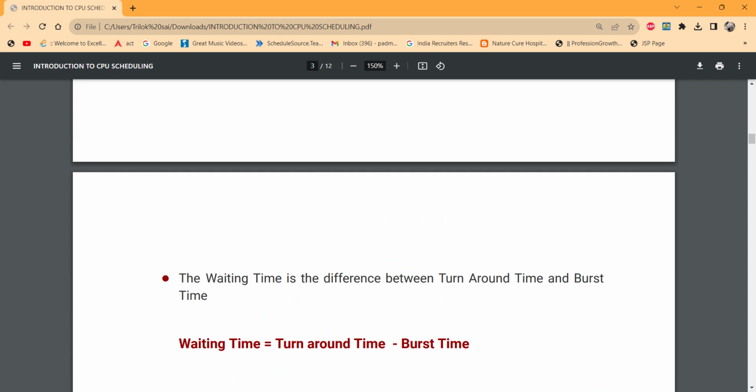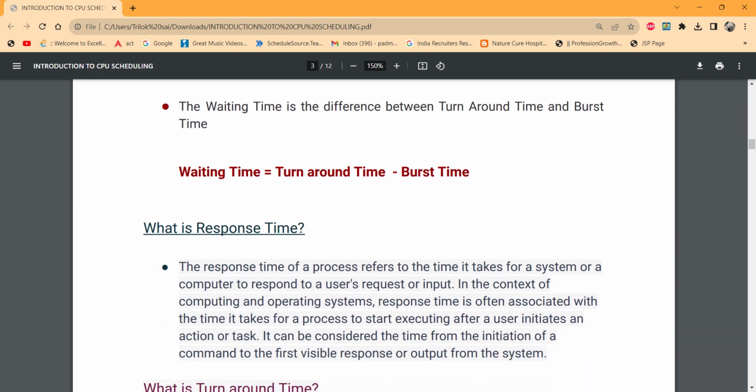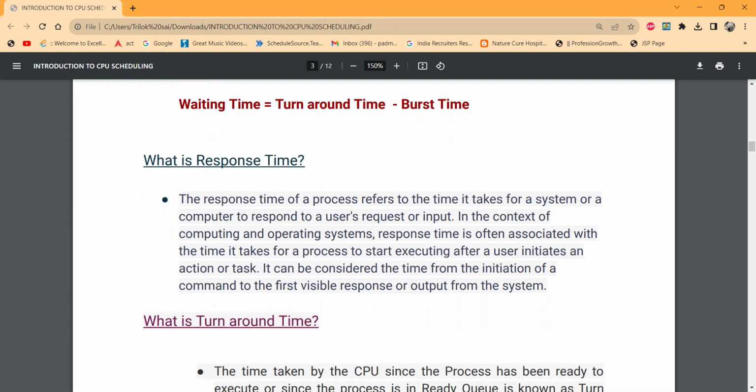Okay, friends, continuing, the next topic is response time. The response time of a process mainly refers to the time it takes for a system or a computer to respond to the user's input. In the context of computing and operating systems, response time is often associated with the time it takes for a process to start executing after a user initiates an action or a task. It can be considered as the time from the initiation of a command to the first visible response or output from the system.